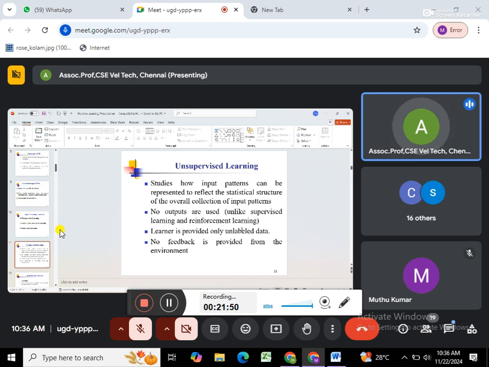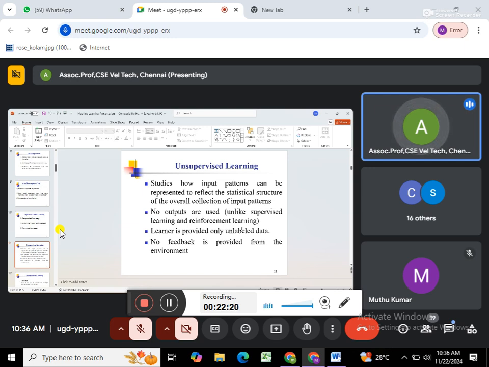Here, no outputs are used. Already we have one input and got the output. That output can be taken as an input feedback. No outputs are used here, unlike reinforcement learning or supervised learning. Here there is only unlabeled data. We don't have the labeled data. As we are having the output, we are taking it as an input. When we train the network, we can have the labeled data, but unlabeled data is used here. There is no feedback provided from the environment, right?